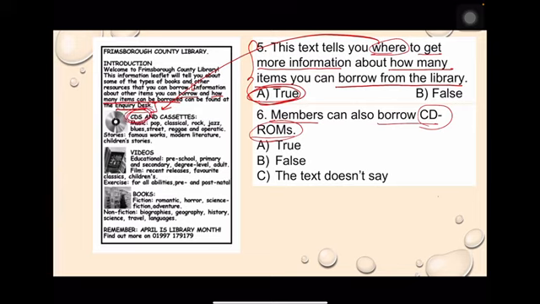Yes, they gave you information about CD, but they had never mentioned to you that members can also borrow CD-ROMs. They never tell you anything about what you can borrow and remember who can borrow, right? So the safe answer is the text doesn't say. Got it?